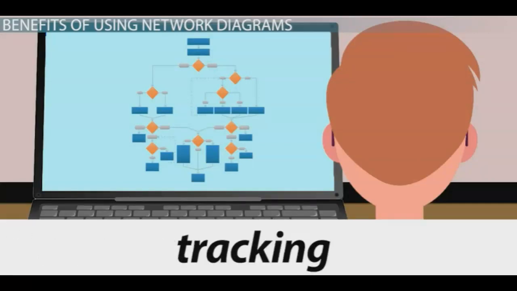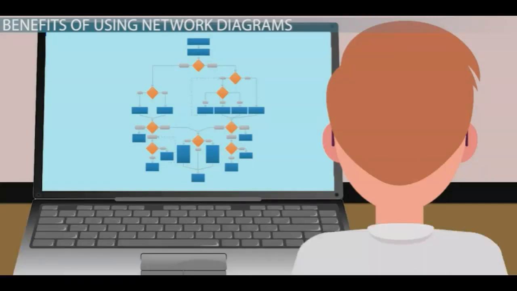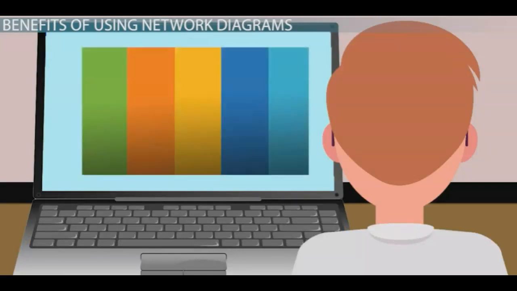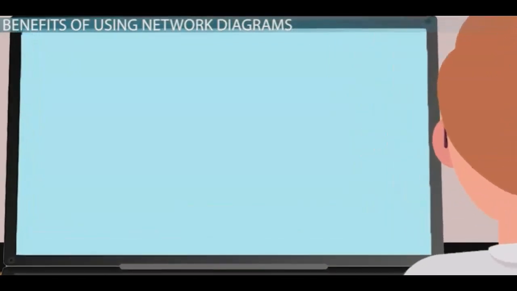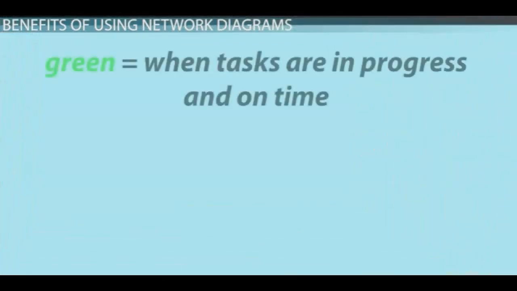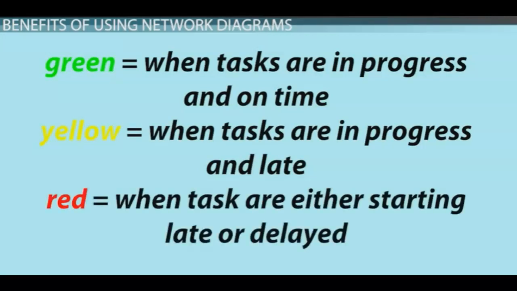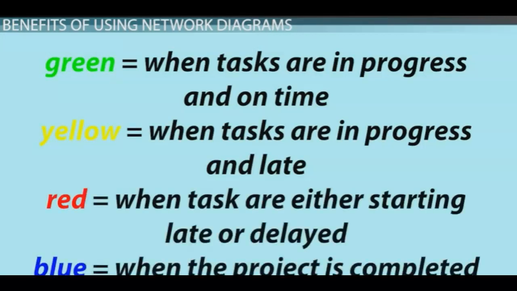Ease of tracking the progression of your project is another common use for project schedule network diagrams. Some individuals use a color scheme to demonstrate the project status. For example, you may want to use the following color scheme. Green equals when tasks are in progress and on time. Yellow equals when tasks are in progress and late. Red equals when tasks are either starting late or delayed. Blue equals when the project is completed.